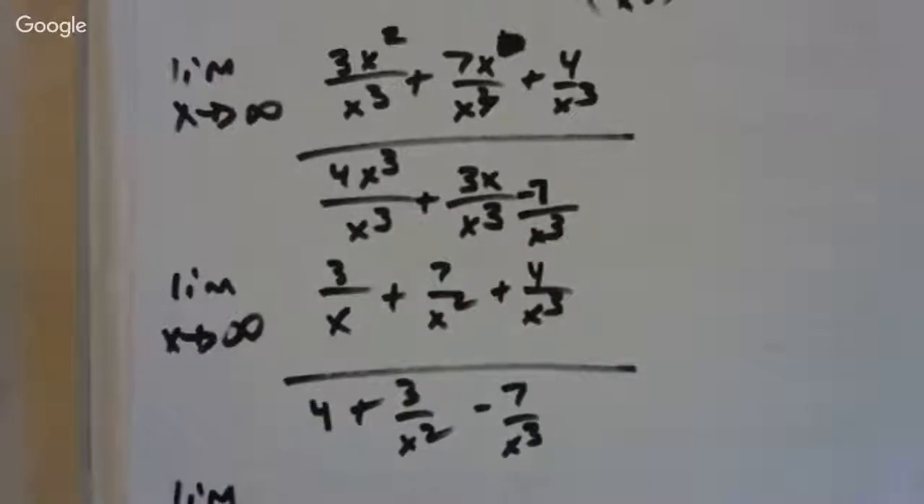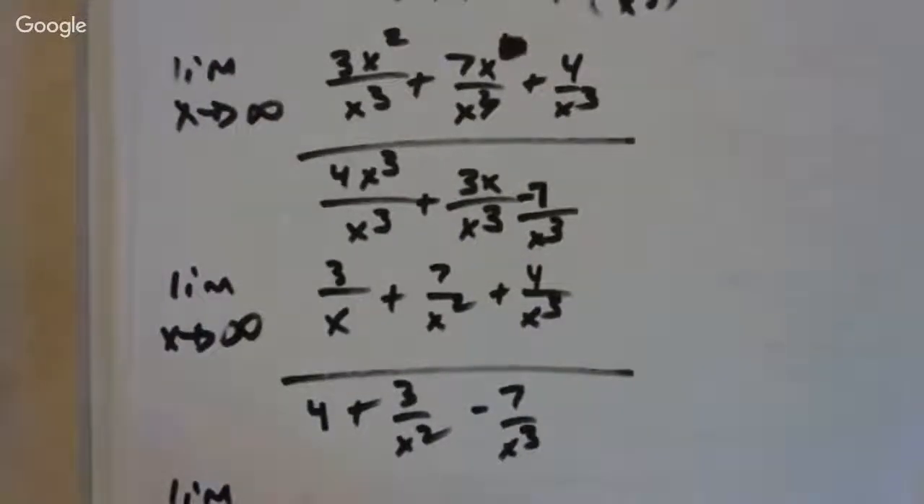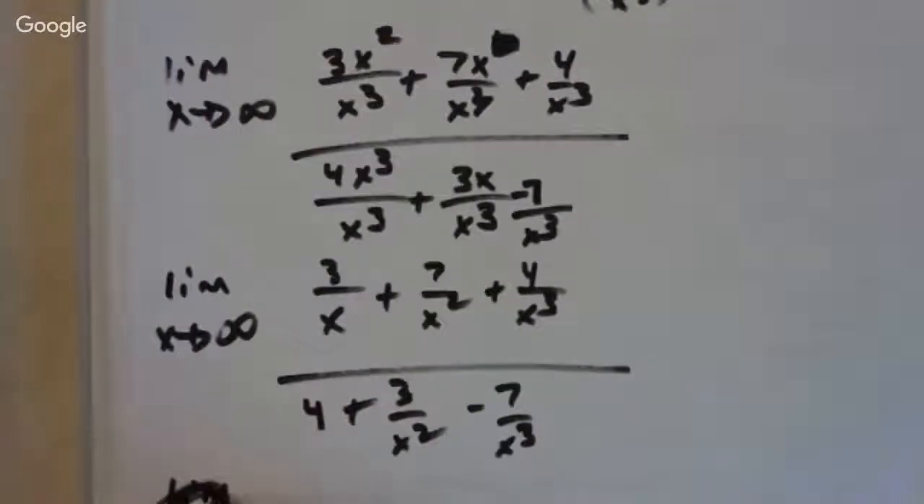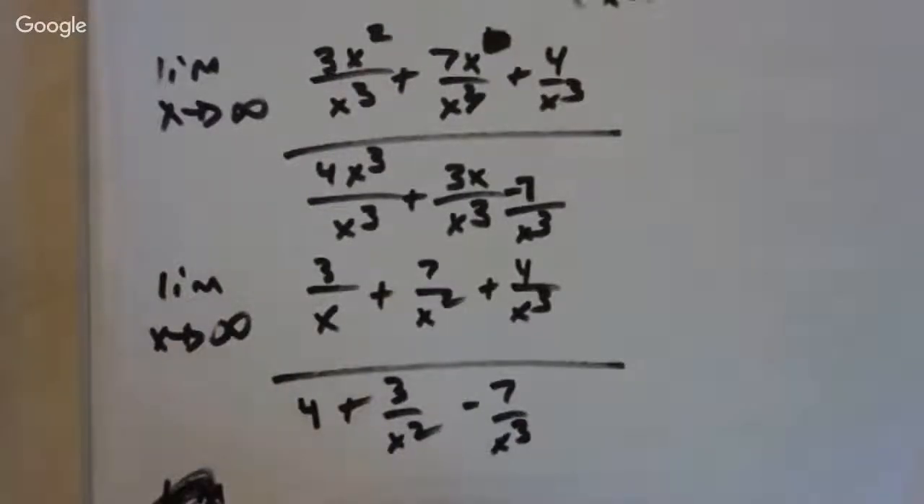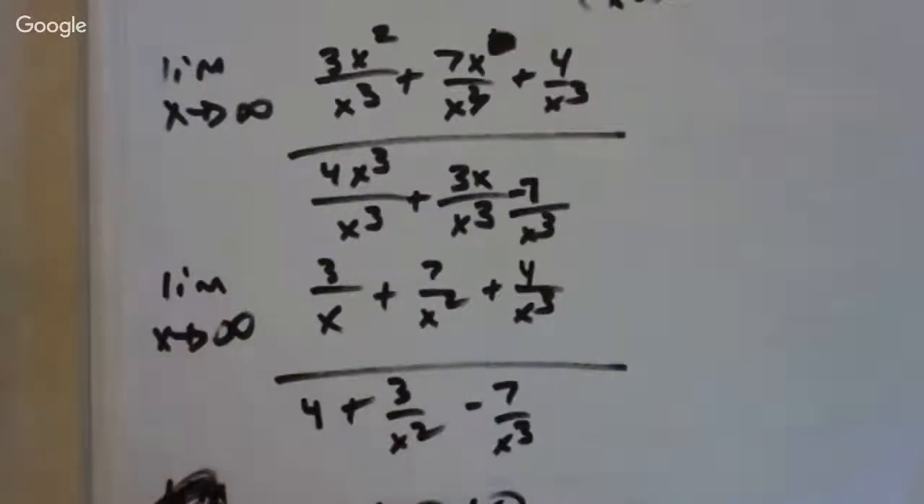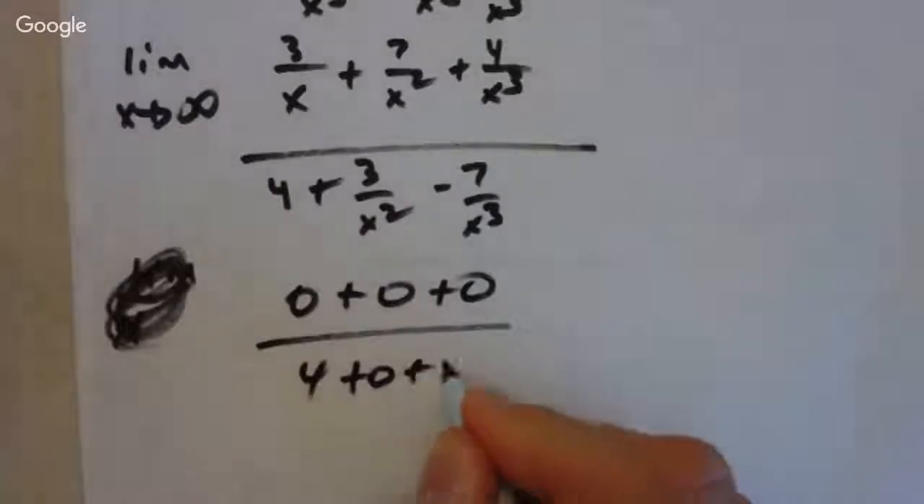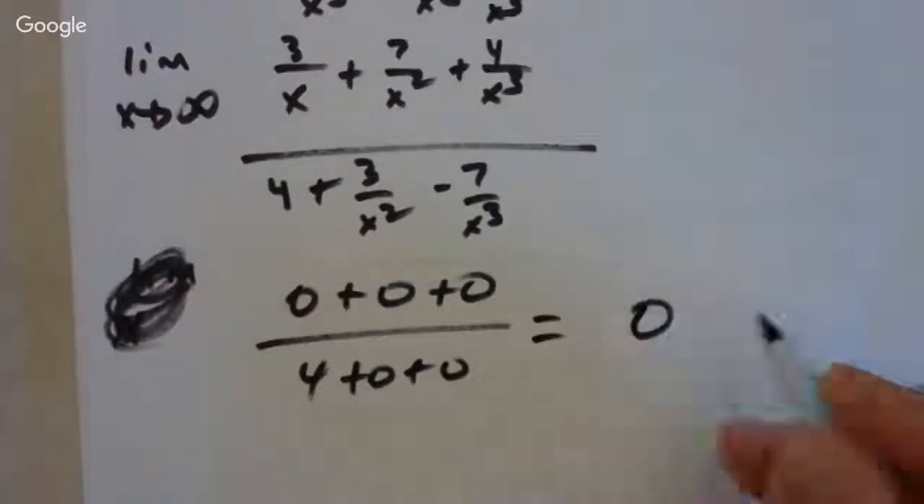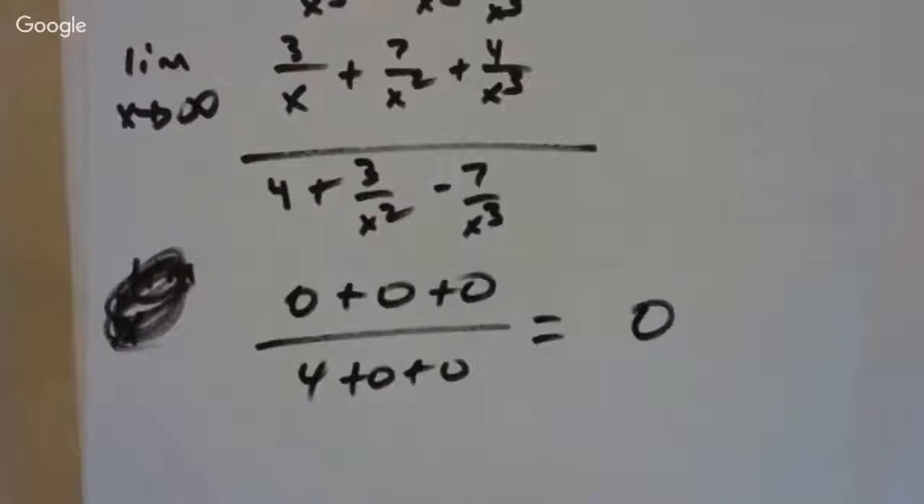Now here's the crazy part. Notice there's no more what? Yeah, there's no more x's. I just took the limit. No, don't write that because I took the limit. So I'm going to have 0 plus 0 plus 0 over 4 plus 0 plus 0. What's that going to go to? 0.